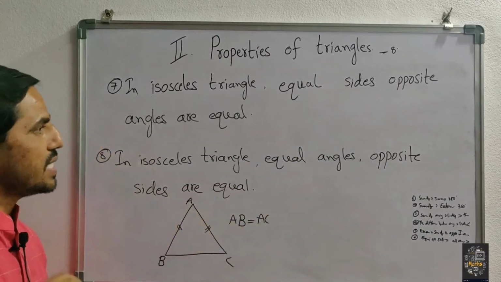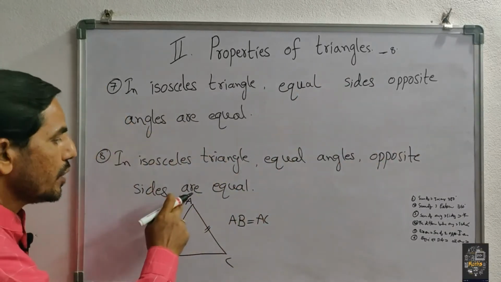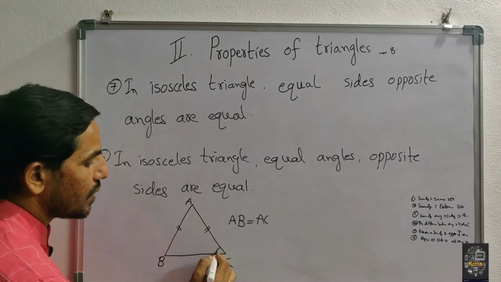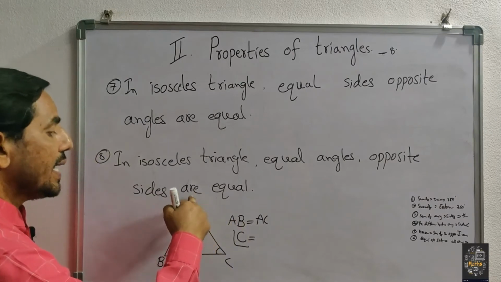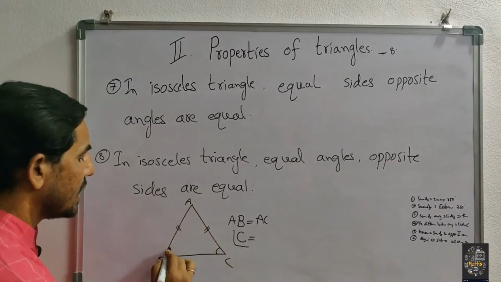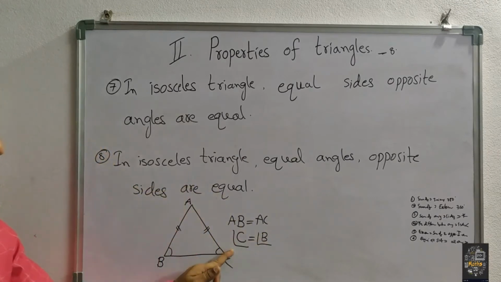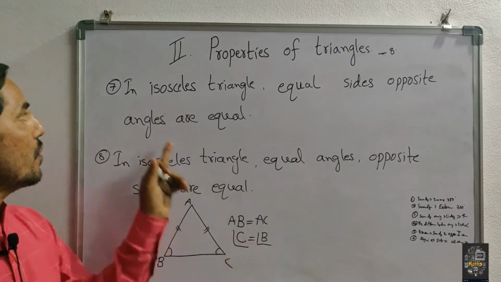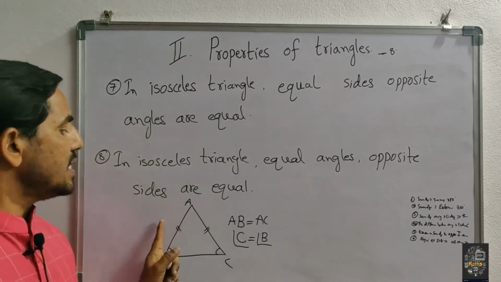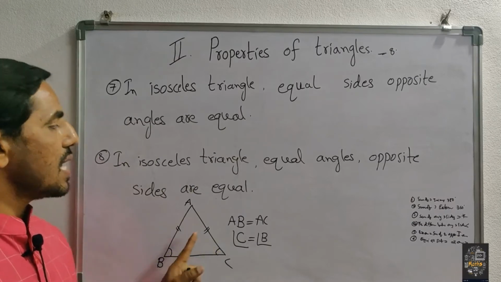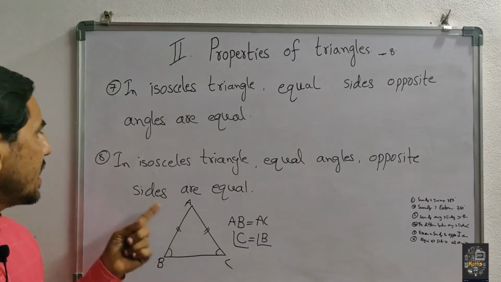These two equal sides. Equal sides opposite angles are equal. So AB side opposite angle is angle C. And AC side opposite angle is angle B. So angle C is equal to angle B. So once again, in isosceles triangle equal sides opposite angles are equal. That is seventh condition.